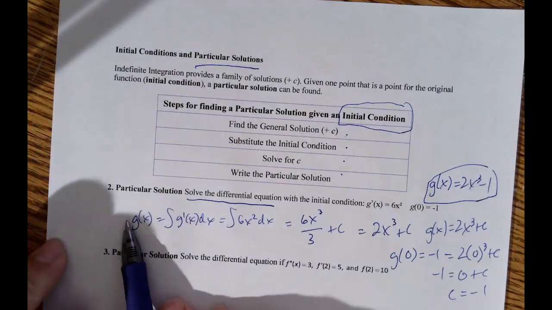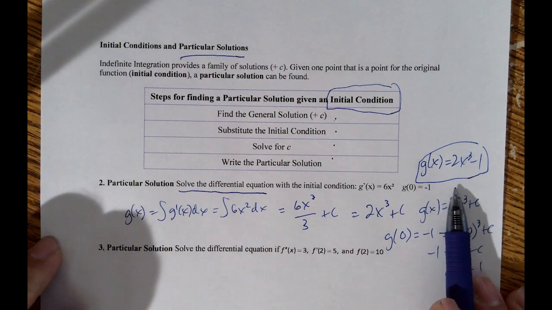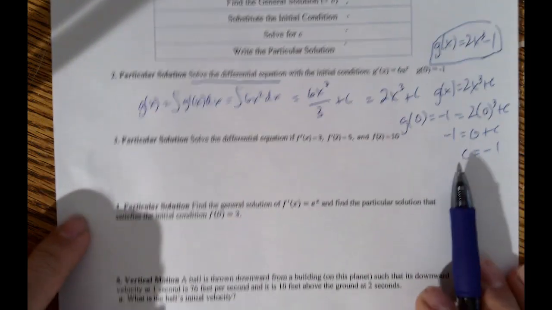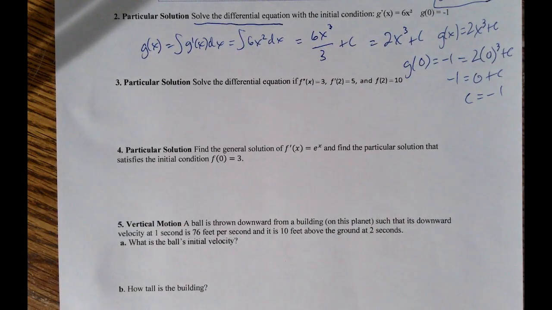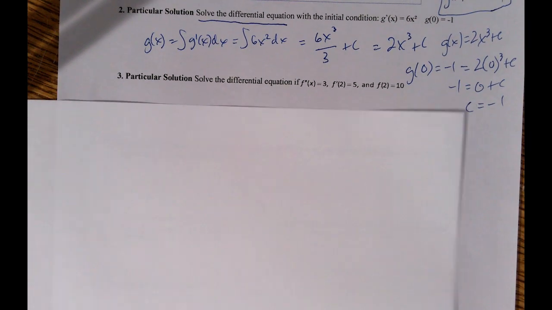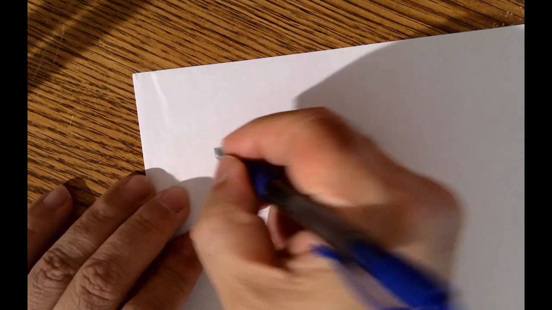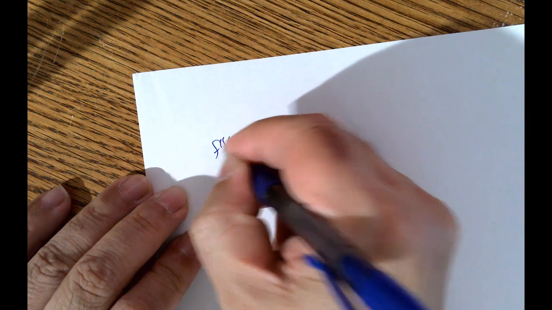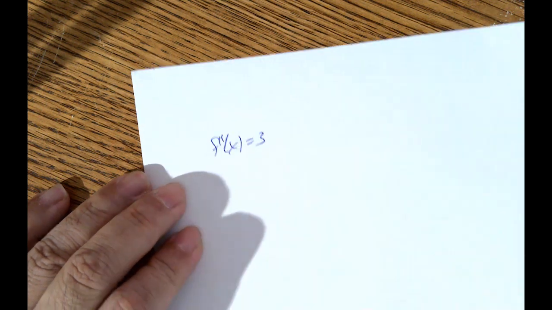All right. I forgot that they give us very little space to do this. Let me find another piece of paper to do number 3. Solve the differential equation f double prime of x equals 3, and f prime of 2 equals 5, f of 2 equals 10. So I'm going to copy that over here. f double prime of x equals 3. So we're going to start with that value.